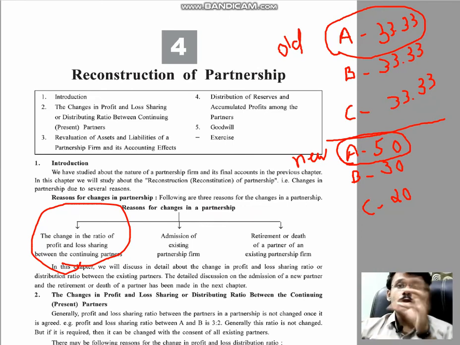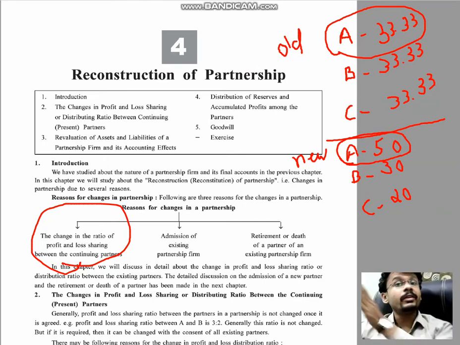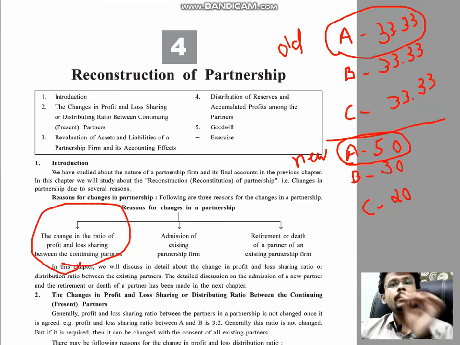So because of change in the profit and loss ratio, A ને પહેલા જે હતા એને હવે મળવા માંડ્યા 50. That means એને 16.67 વધારે મળવા માંડ્યા. That means A is gaining by 16.67. Similarly if I talk about B, B ને પહેલા 33.33 જ મળતા હતા, પણ હવે ન્યૂ શેરમાં B ને 30 જ મળે છે. That means B is at loss. B is sacrificing. B is sacrificing how much? 33.33 minus 30, that is 3.33.